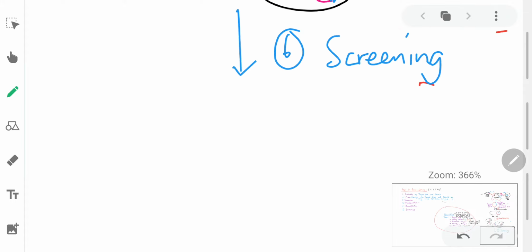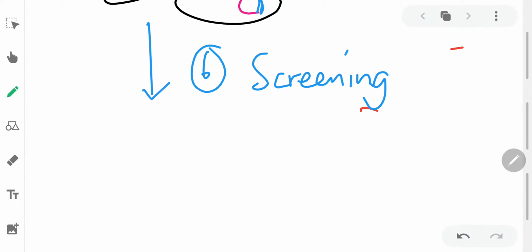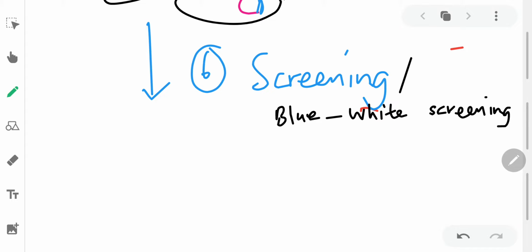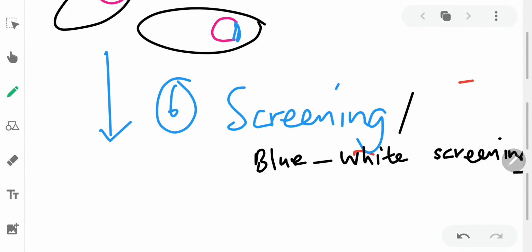What happened during the screening process? Okay, what is the purpose of doing screening? Screening, or more specifically in gene cloning, we use a technique that we call blue white screening. Screening is a process to identify the bacteria.